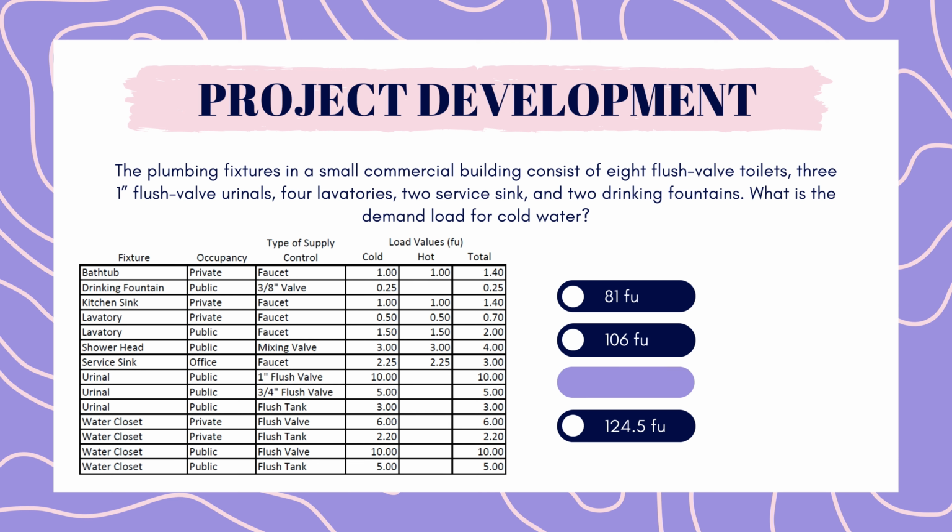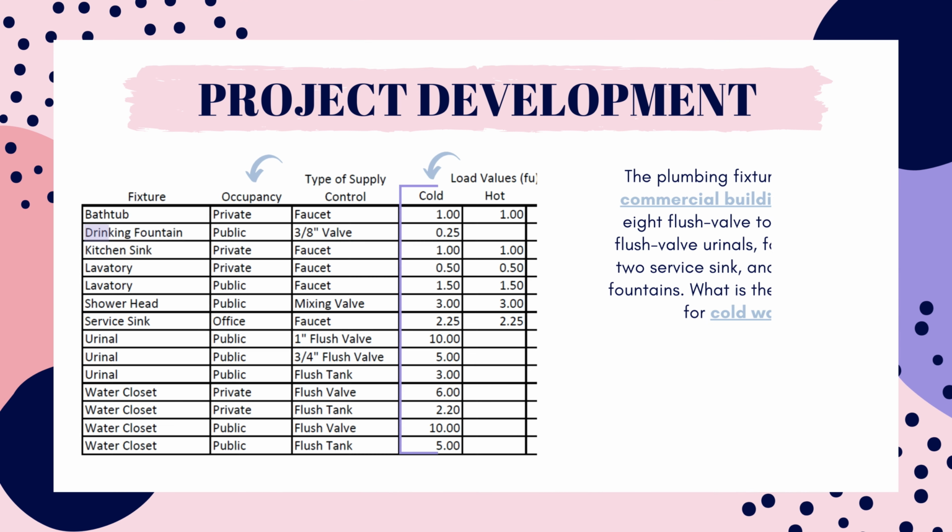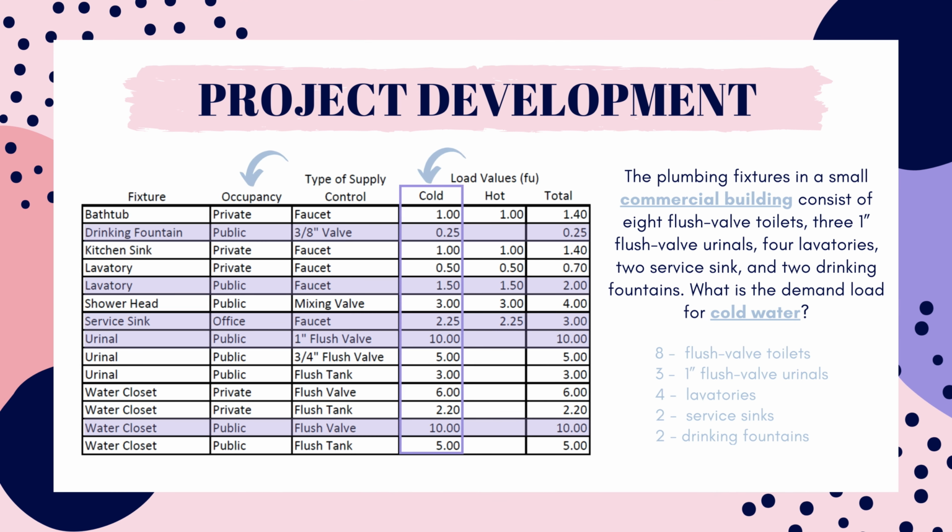And the correct answer is 121 fixture units. Now, before we even go into adding up numbers, we have to make sure we're pulling the right numbers. The question is asking about a commercial building, so our occupancy type will be public, and it's asking about cold water demand, not hot or total. With that in mind, we can then pull numbers from our table.